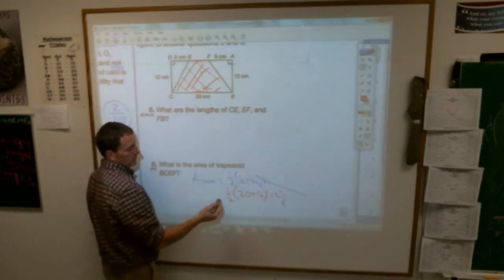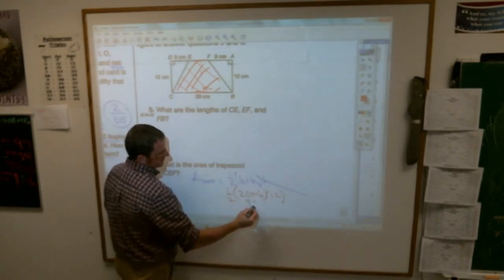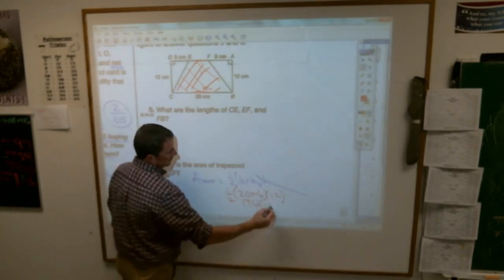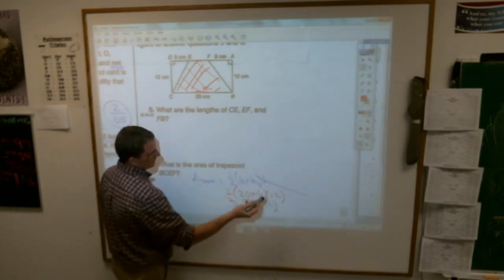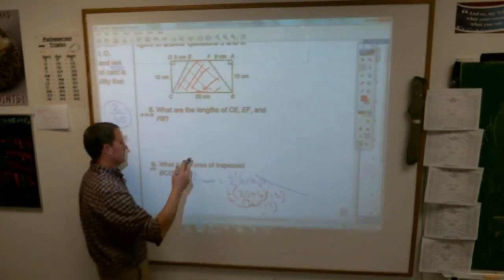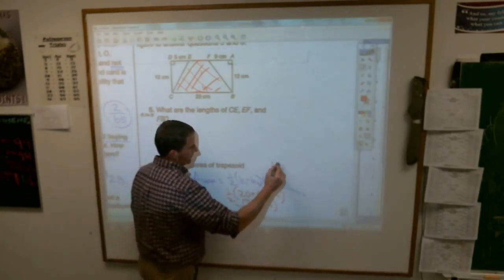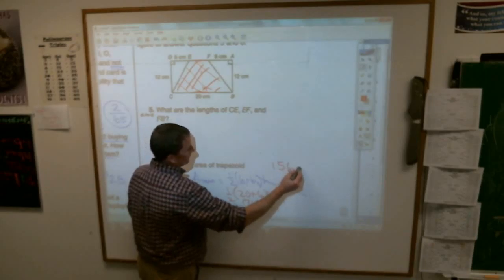Doesn't matter the order you do this, but you probably want to do this first. 26 times 12 cut in half, or half of 12 is 6. 6 times 26 is what? 156. Is that right? That squared.